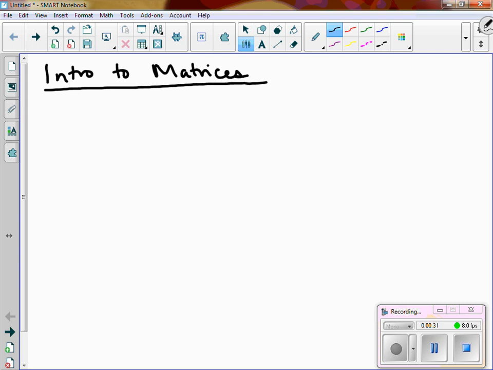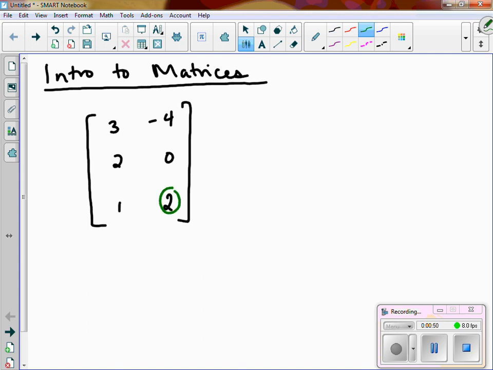So a matrix is just an inventory of numbers. I'm just going to give you an example here. Let's say I've got 3, 2, 1, negative 4, 0, and 2. These numbers that are individually placed are what we call elements. We obviously have our rows, and we have our columns.